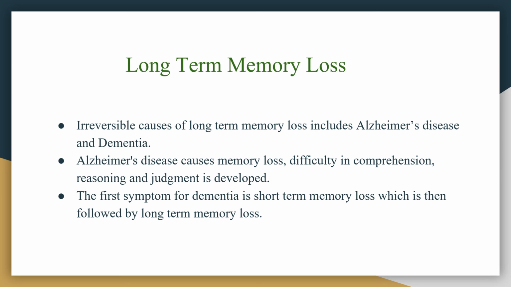Irreversible causes of long-term memory loss include the following: Alzheimer's disease and dementia. Alzheimer's disease causes memory loss, difficulty in comprehension, reasoning, and judgment. The first symptom of dementia is short-term memory loss, which is then followed by long-term memory loss.